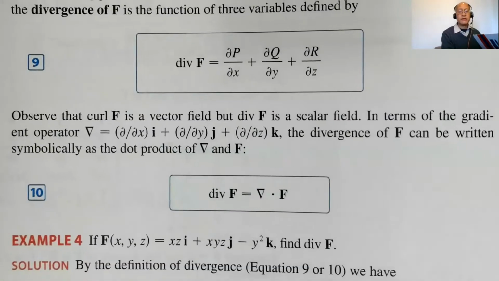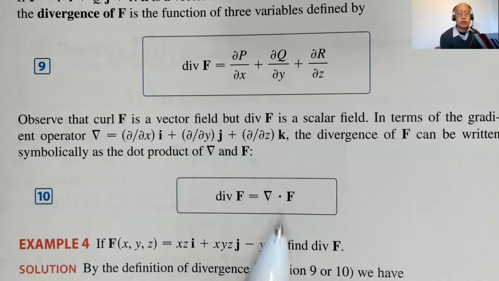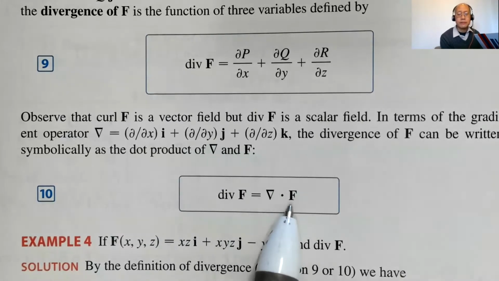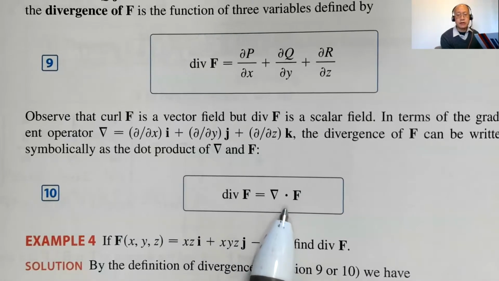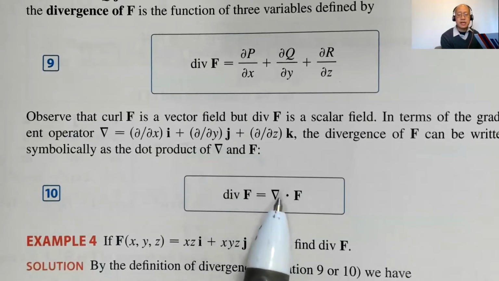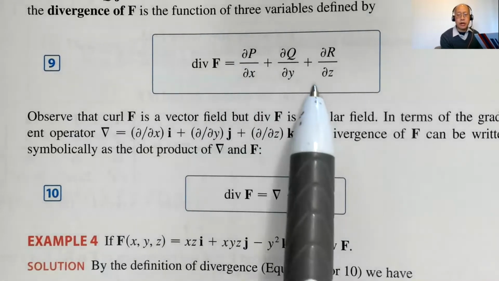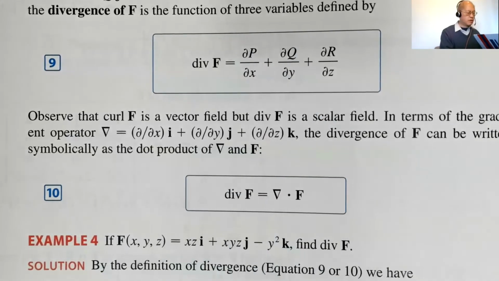Another way to think of it is that the divergence of F is del dot F. So curl is del cross F, and div is del dot F. The dot product is usually easier. Again, think of it as the partials with respect to x, y, and z dotted with P, Q, R. You're not really multiplying, you're just sticking in the P, Q, and R right over here.